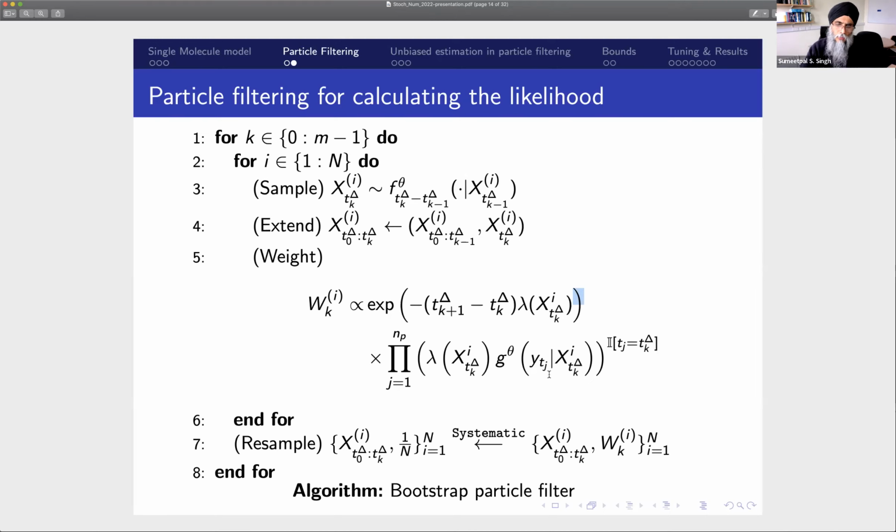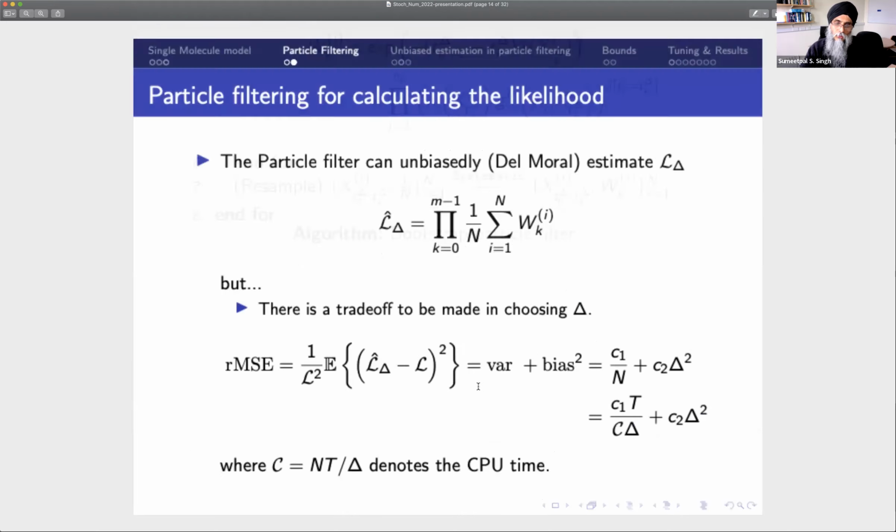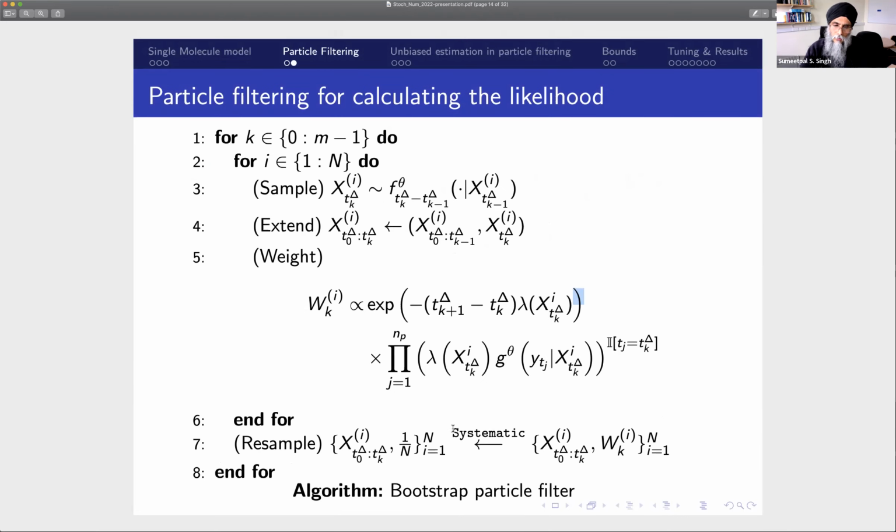And those of you who know particle filters well, you have to be careful when you simulate a particle filter when the time discretization becomes narrower and narrower. So what I use for resampling is the systematic resampling algorithm, which is known to be stable as the time discretization shrinks. And I can tell you more about that if you have any questions.